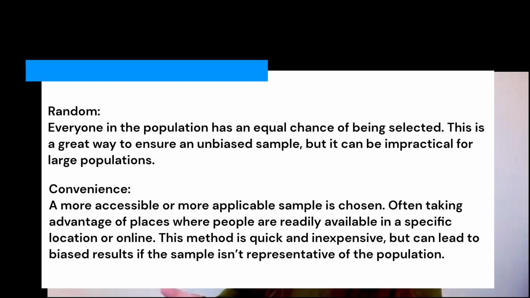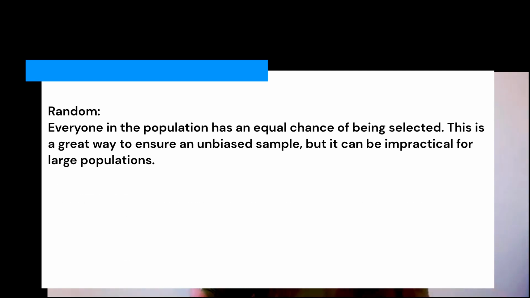Convenience sampling, on the other hand, is when the easiest, most accessible sample is chosen, often trying to take advantage of places where people are already readily available, like at a location or a place online. This method is quick and relatively less expensive, but can sometimes lead to biased results if the sample isn't truly representative of the population you're trying to study. Once you choose random or convenient, there's still a lot of possibilities of sampling choices to choose from.